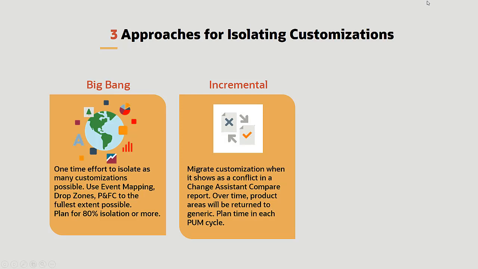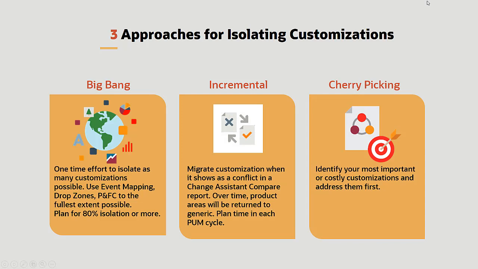Here, you migrate customizations when they appear as conflicts in a Change Assistant compare report. Over time, and as you take new images, more and more of your customizations are isolated. With this approach, you should plan time in each PUM cycle to isolate some set of your customizations. The third approach is cherry picking. This approach is also incremental, but the scope is typically smaller. Here, you'll identify your most important or costly customizations and address them first. Eventually, you can isolate all of your customizations. You can employ any combination of these approaches over time. Your goal is to isolate as many of your customizations as possible.